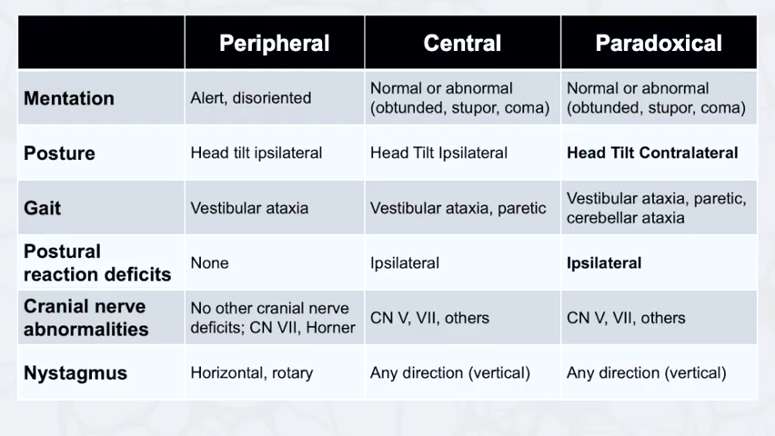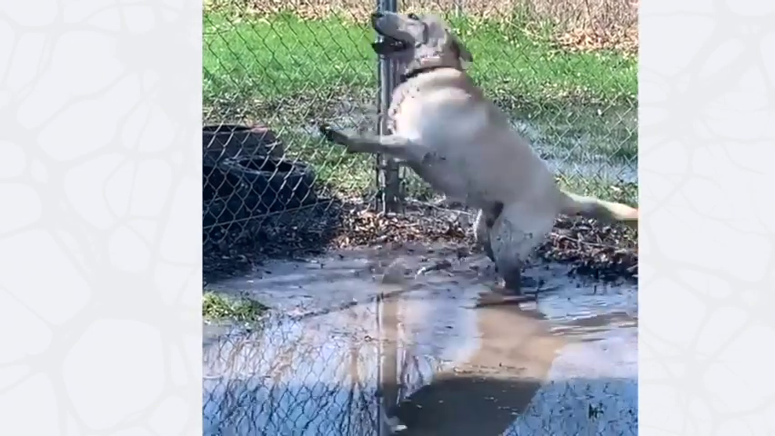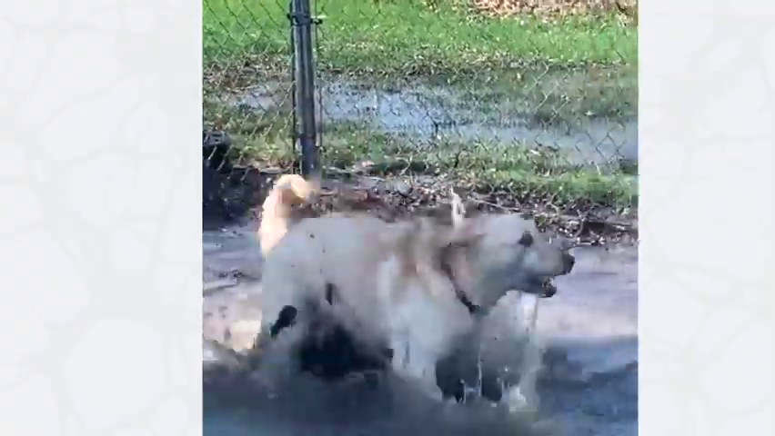And this is just a chart that's going through the central versus paradoxical. Again, the biggest difference is the head tilt is opposite the proprioceptive deficits. And this is just a fun video of a dog with hypermetria.